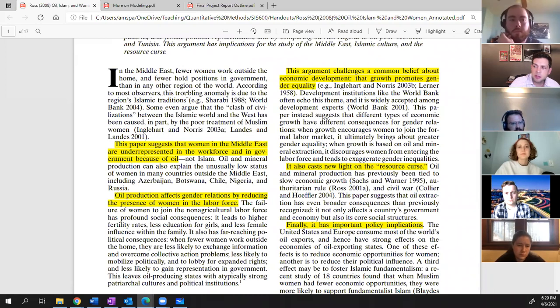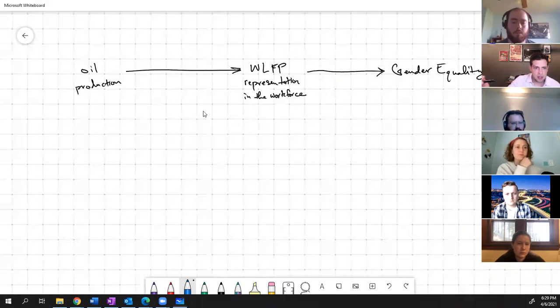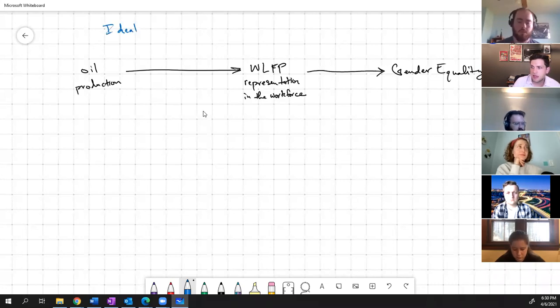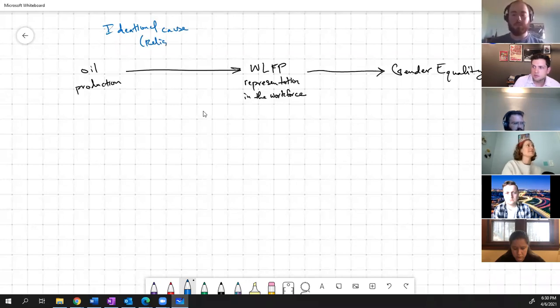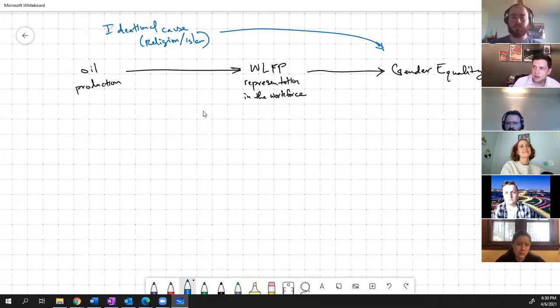He says, look, there are some people who think that the anomaly of gender inequality in the Middle East is due to Islamic traditions, right? In other words, an ideational explanation. So some folks say there's an ideational cause, which is religion, or Islam. And so some people have proposed that it's this, right? That this increases gender inequality. Or so I should put it as decreases equality.